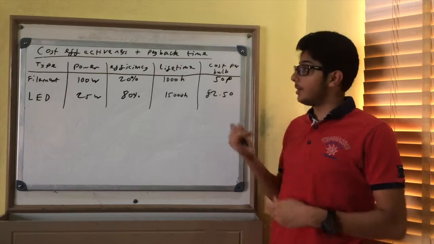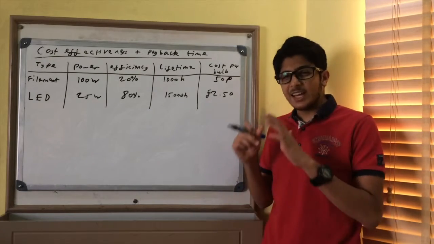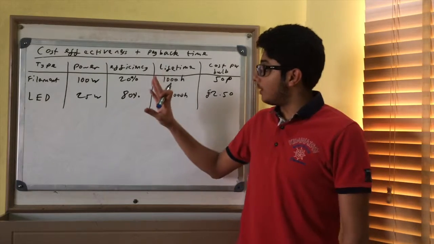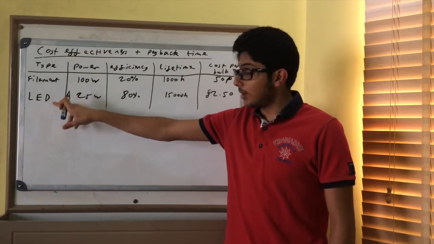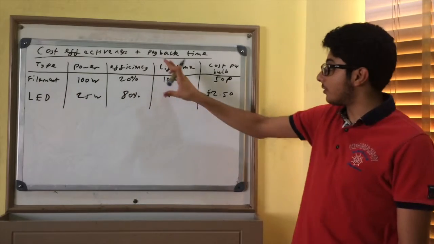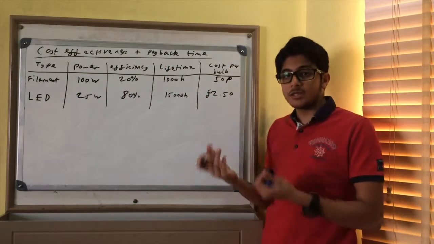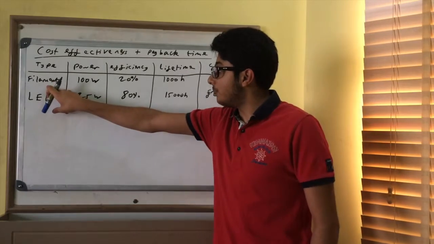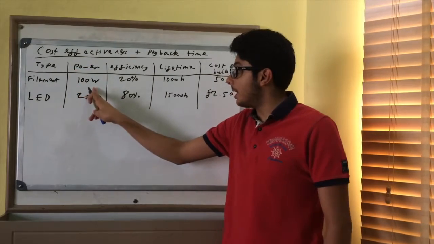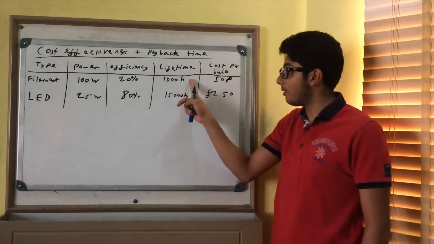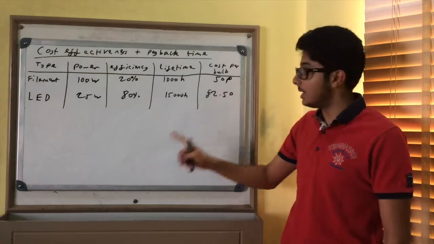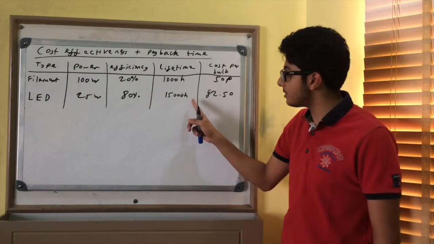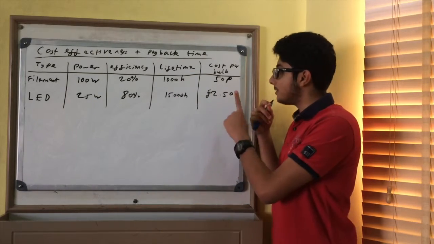Next, cost effectiveness and payback time. Now in your physics exam, they love to ask you questions about this. I've seen a 6 marker on it. And they usually give you electrical appliances and some information on them, and they ask you to compare the cost effectiveness or sometimes the payback time. Let's look at this. A filament bulb has a power of 100 watts. Its efficiency is 20%, lifetime 1,000 hours, and cost per bulb is 50 pence. An LED, 25 watts, 80% efficient, 15,000 hours of lifetime, and £2.50.